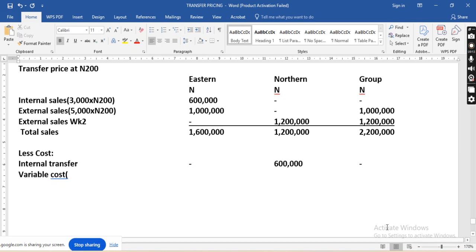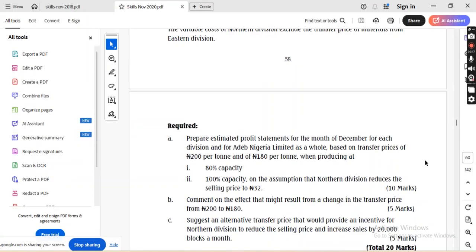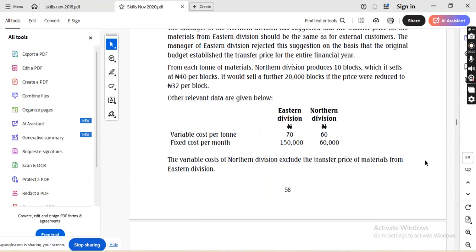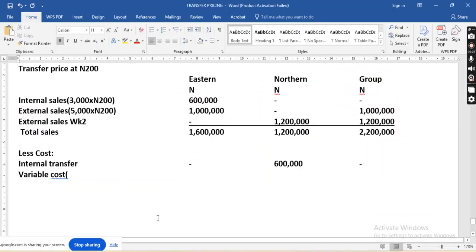So what is the variable cost? The variable cost for the Eastern is 17 naira, right? So 8,000 tons times 17 naira. What do you have for the Eastern? 136,000. No, 560,000, right?